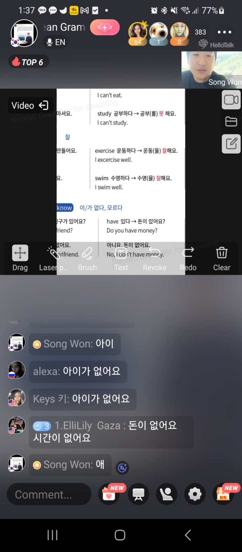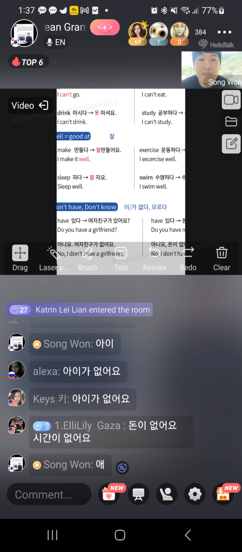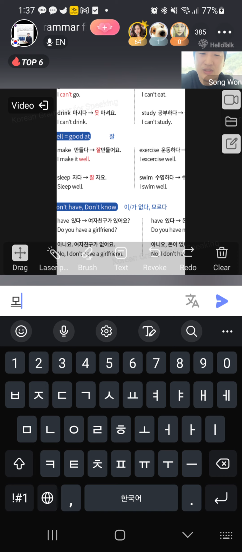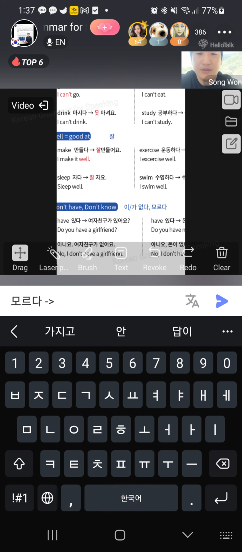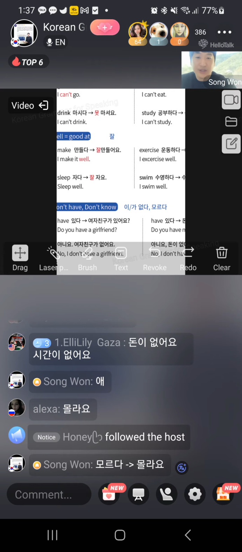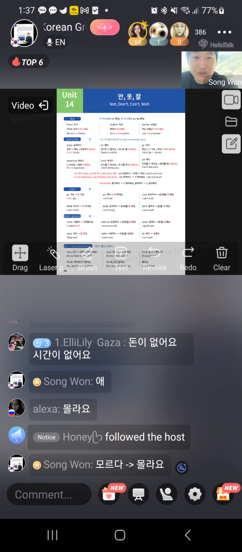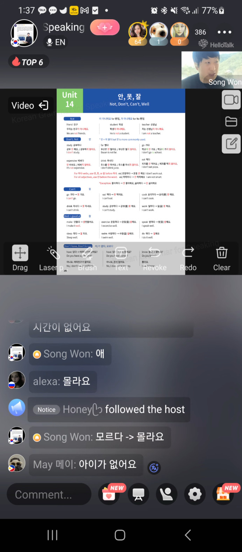So, next one, 모르다, don't know. So please memorize this, 모르다, because it's an irregular word. 르 becomes an L sound, and it sounds difficult, it sounds complicated. So you want to just use like 모르다 becomes 몰라요. I don't know. So that's it. That's all about this lesson. 안, 못, 잘 today.